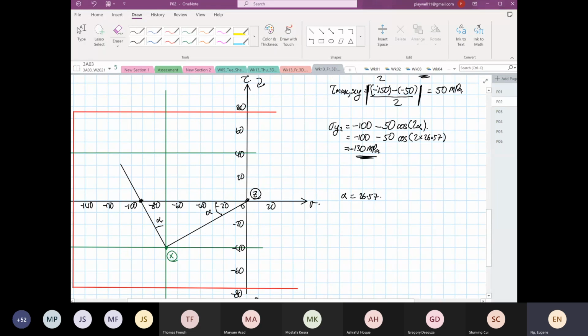Then we are going to take minus 70. I'm going to call this our stress A. So stress A is equal to minus 70 minus tangent alpha, so tangent 26.57, times 40, which is also minus 20. So this is equal to minus 90. So where it intersects is minus 90.